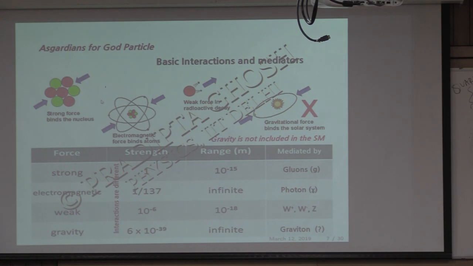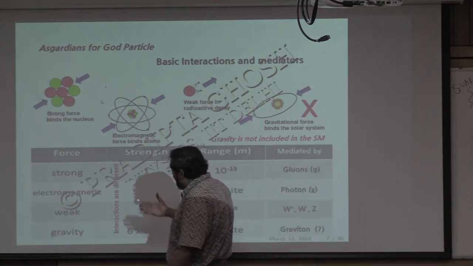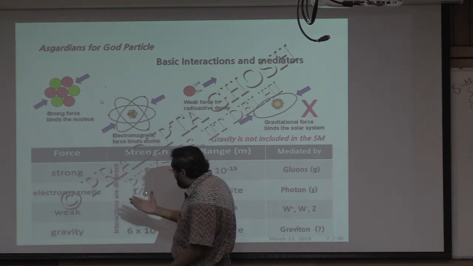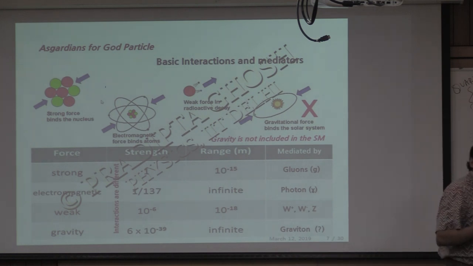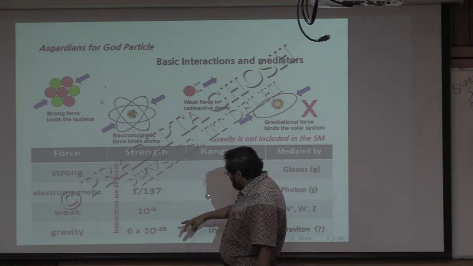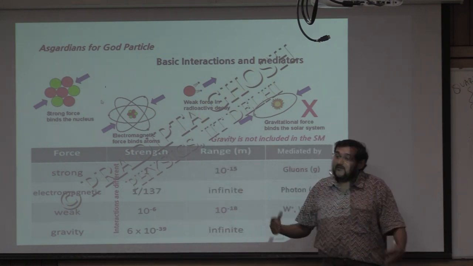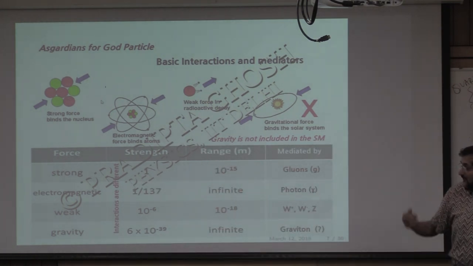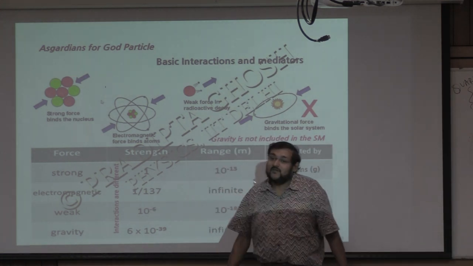Now the next question is, as I said, there is a reason for this nomenclature. Strong, weak: for electromagnetic and gravity you can understand based on their name, but why are we calling it strong and weak? Because this name is derived based on their mutual interaction strength. Typically we consider the strong interaction to be the strongest one and call it 1. From that viewpoint, the electromagnetic interaction is typically about 1 by 137.